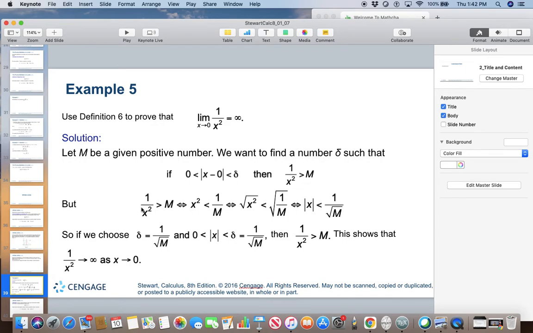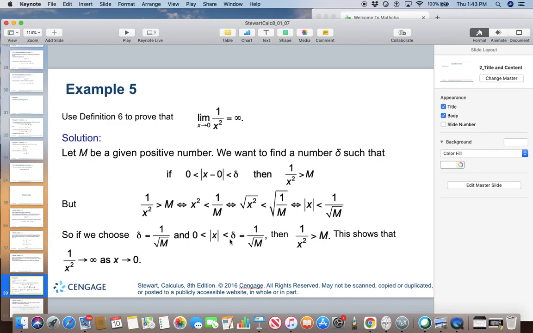1 over x squared greater than M is equivalent to saying, cross multiply and so on, x squared is less than 1 by M, which is equivalent to saying take square roots. Look, M is positive, but x need not be positive because x is approaching 0, could be approaching from the left. So the square root of x squared is the absolute value of x. On the right hand side, I have 1 over the square root of M. Now, that's what we will choose to be our delta.